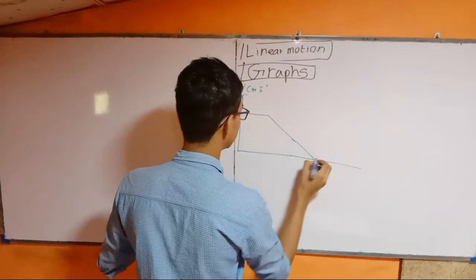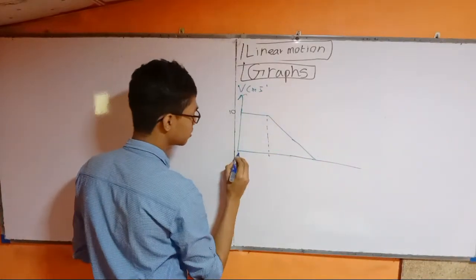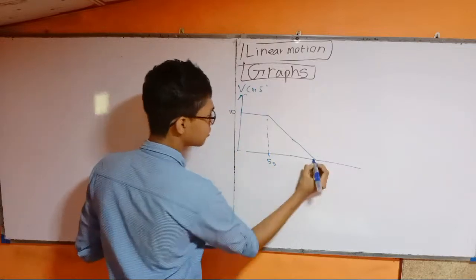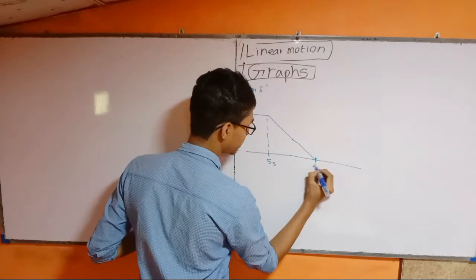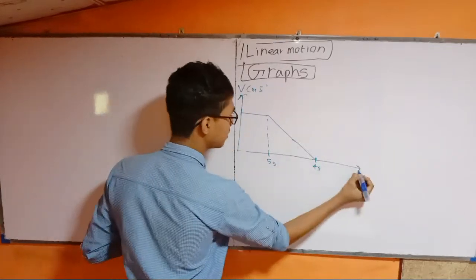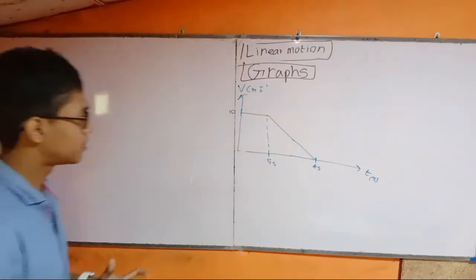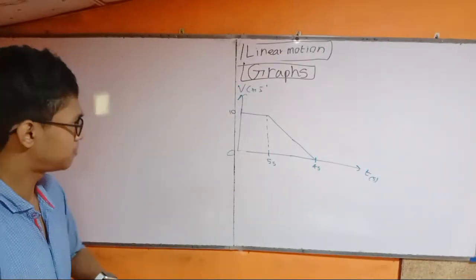Let's take like this one. Sorry. From here to here, time is 5 seconds. From here to here, time is 4 seconds. And this is time in seconds. Right? This is time in seconds. This is 0.